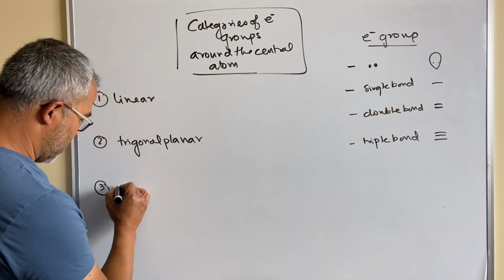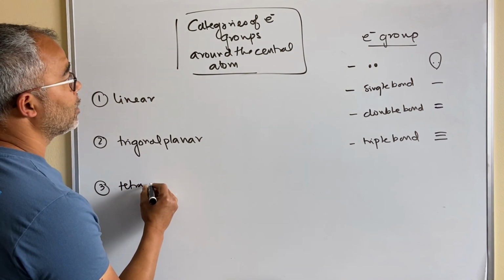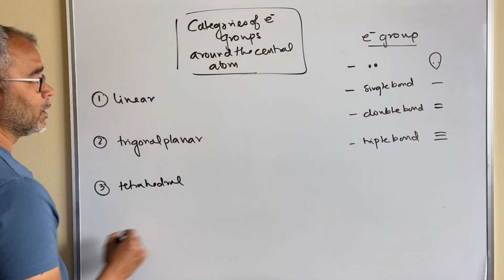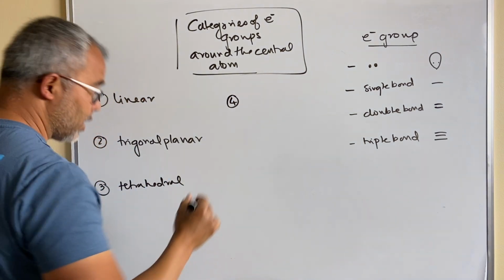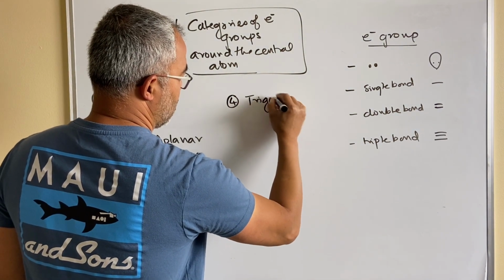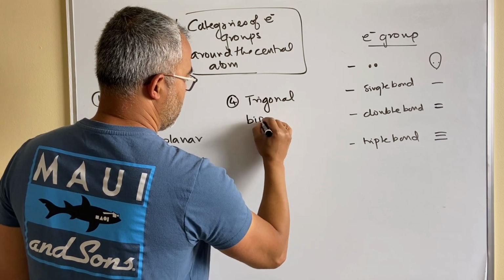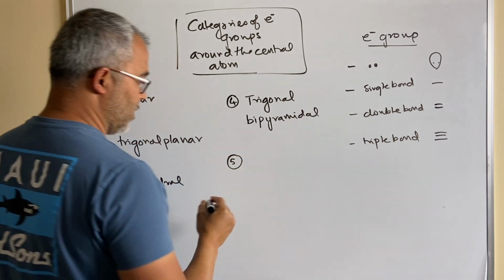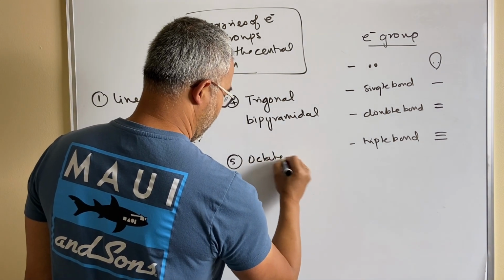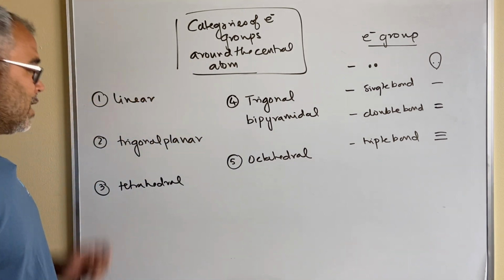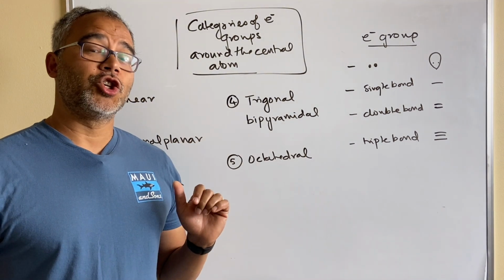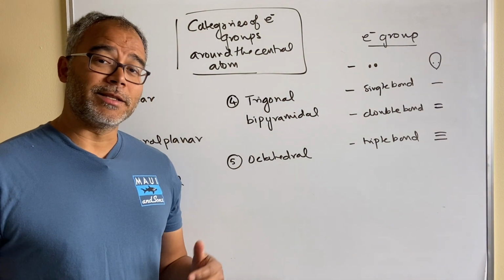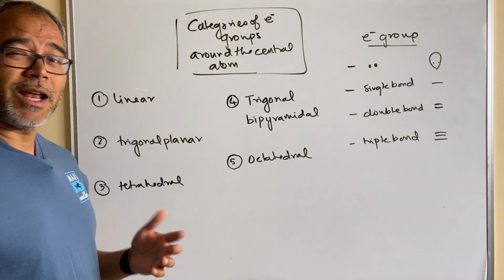The third electron geometry is called tetrahedral. The fourth is trigonal bipyramidal, and the fifth is octahedral. So these are the 5 electron geometries around the central atom. Let's dive into this a little further to understand what this means.